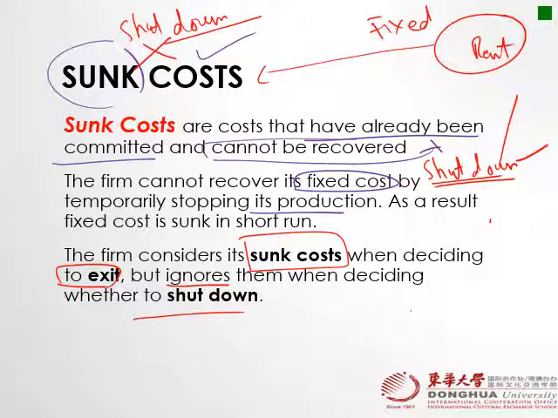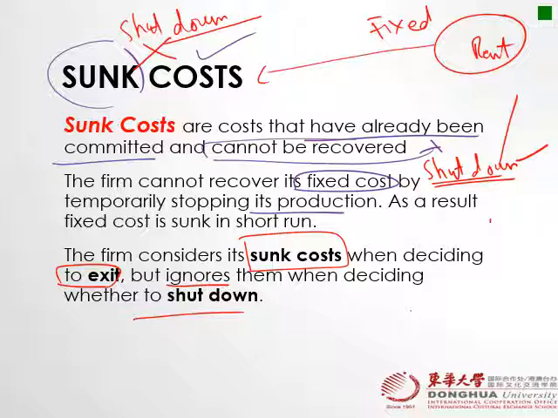Even if the firm stops its production in the short run, which means we are talking about the case of shutdown, we still have to pay rent, right? So can we avoid rent? No, whether the factory is open or not open, we still have to pay rent. So this is called sunk cost. Fixed cost is normally called sunk cost because we cannot avoid that, right?